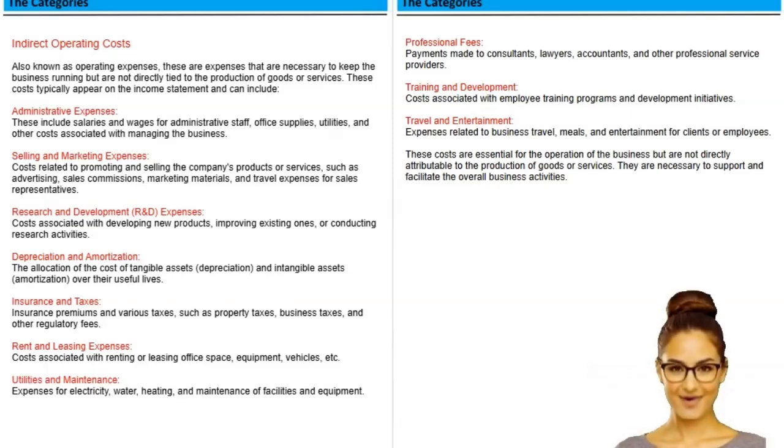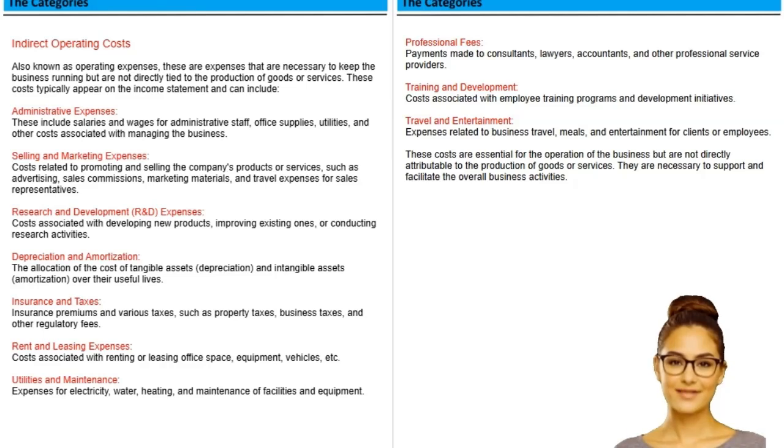Let's look at some indirect operating cost definitions. These are also known as operating expenses. These are expenses that are necessary to keep the business running, but are not directly tied to the production of goods or services. These costs typically appear on the income statement and can include administrative expenses, selling and marketing expenses, research and development expenses, depreciation and amortization, insurance and taxes, rent and leasing expenses, and the list can go on and on. So, let's start with administrative expenses.